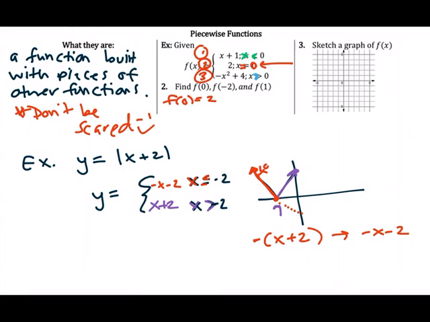f of -2 would be an x value that is less than 0. -2 is less than 0. So f of -2 would mean that we're using the x plus 1 piece: -2 plus 1, which would be -1. And f of +1 would mean that we're using the equation where x is greater than 0. So f of +1 would be -1 squared plus 4, which would be 3.